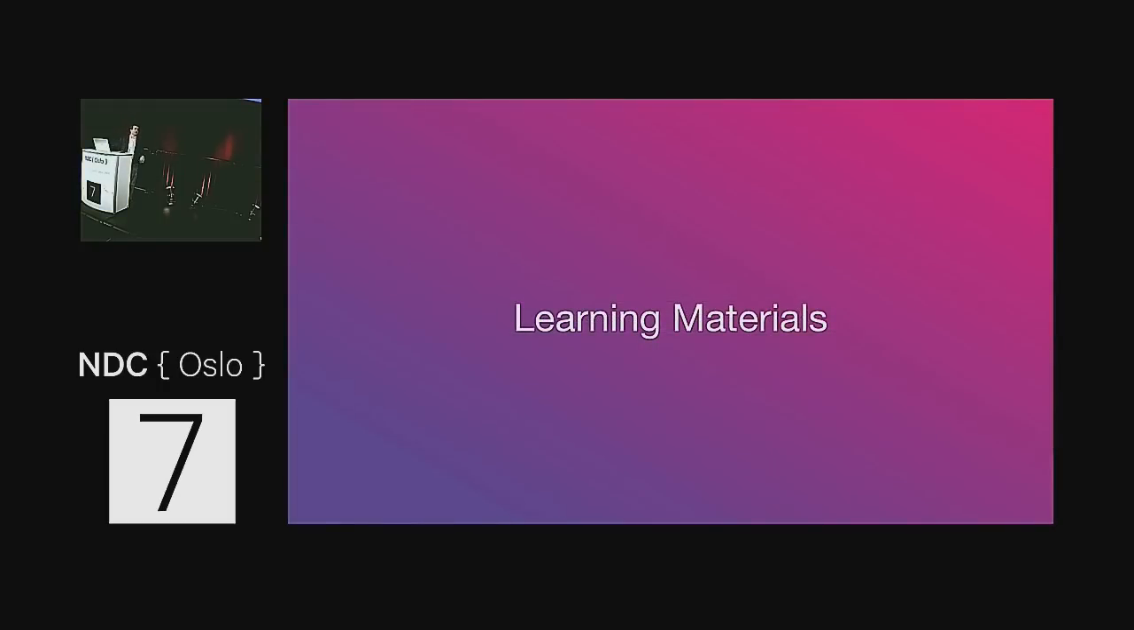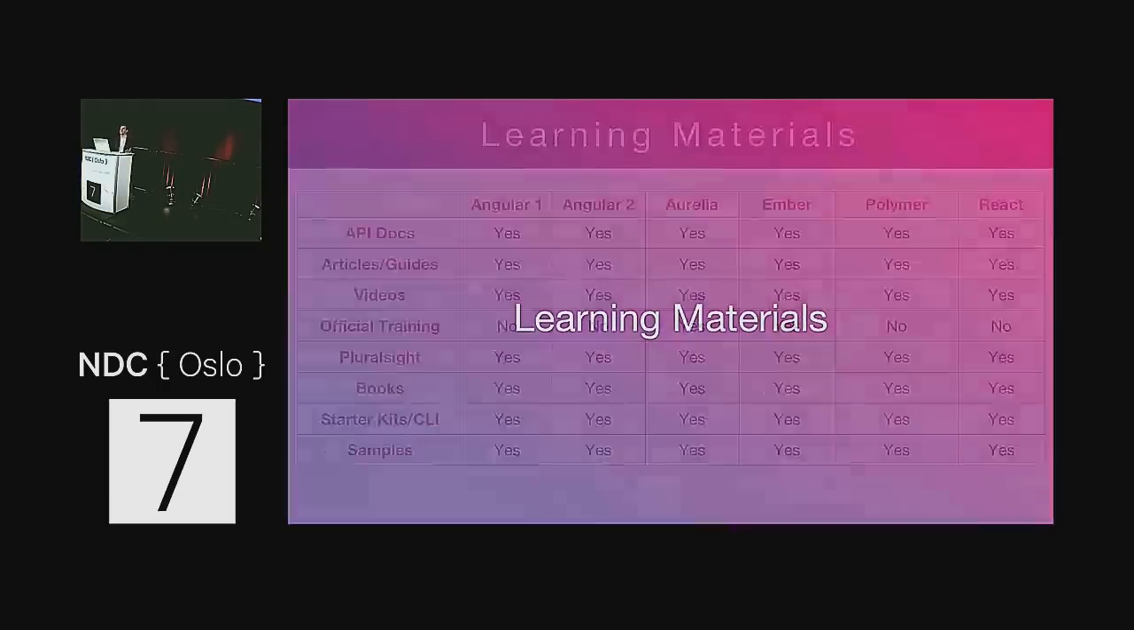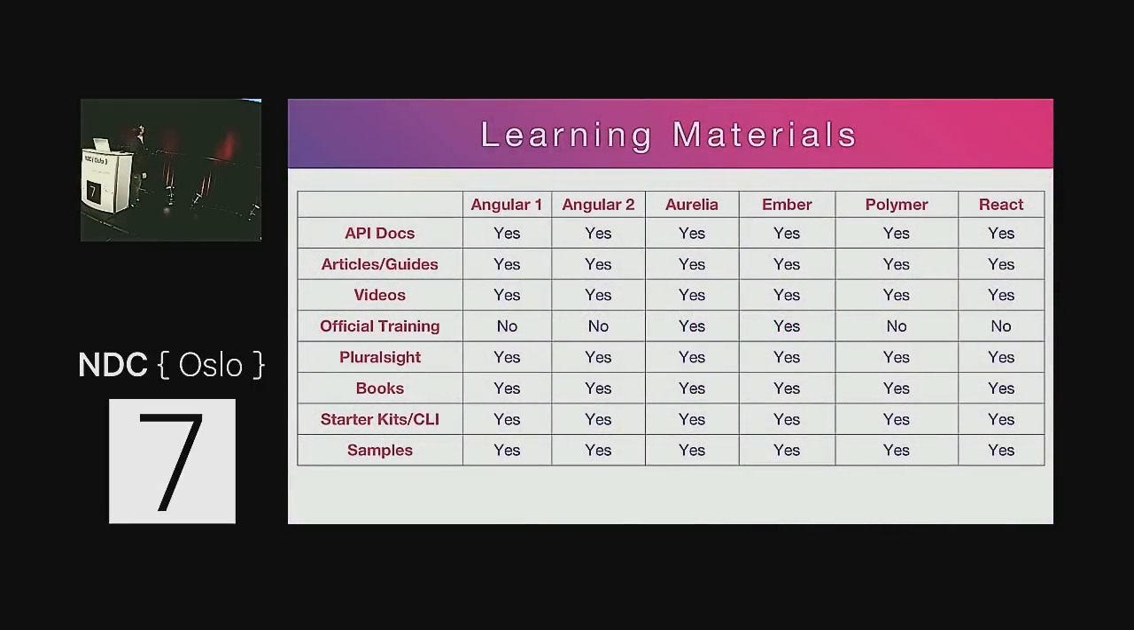How about learning materials? You want to learn a framework, you need good materials. Well, the great thing is that this is mostly a bunch of yeses. For every one of these frameworks, there's API docs, articles, guides, videos, Pluralsight courses, books, starter kits, command line tools, samples, everything. There's just one little detail. If you want official training directly from the people that build the framework, you can only get it for Aurelia and Ember. So that's not something you're going to be able to get from Google or Facebook.